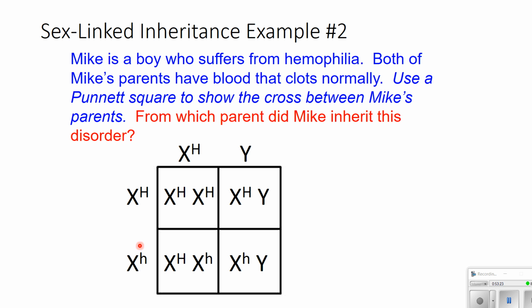The problem states that neither his mother nor his father has hemophilia. So I knew I had to put a big H right here for dad, and I also know that mom has to have a big H because it says both of his parents have blood that clots normally, right? But I also know that mom has to be a carrier. That's the only way Mike could have inherited that little h. So from which parent did Mike inherit hemophilia? And we can see clearly that would be the mom.